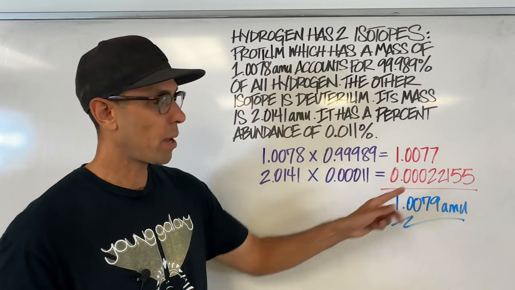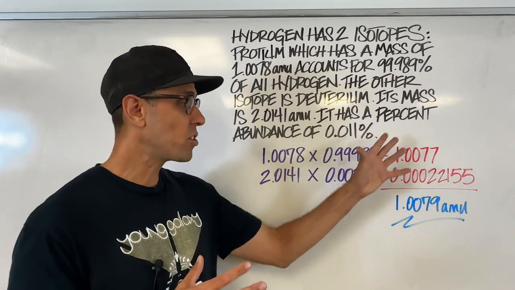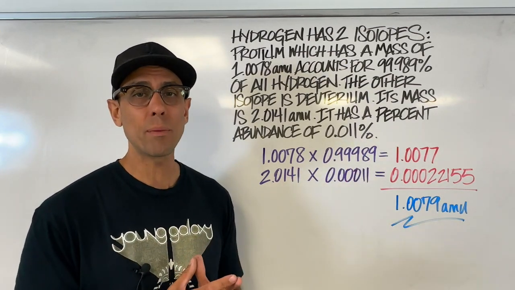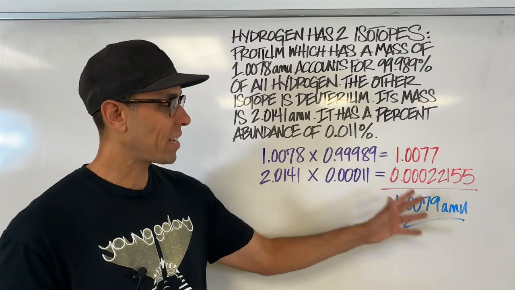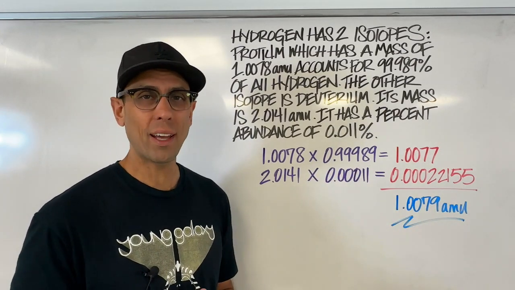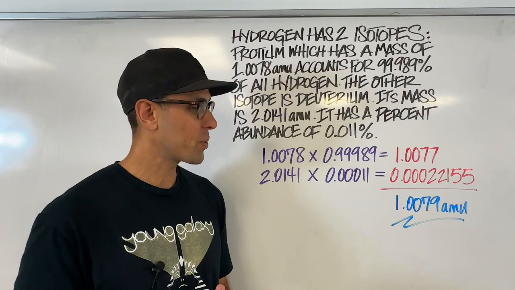And we get another number. Now, we take these two numbers and add them together. And when we do so, we get the mass that's found on the periodic table, 1.0079 AMUs.